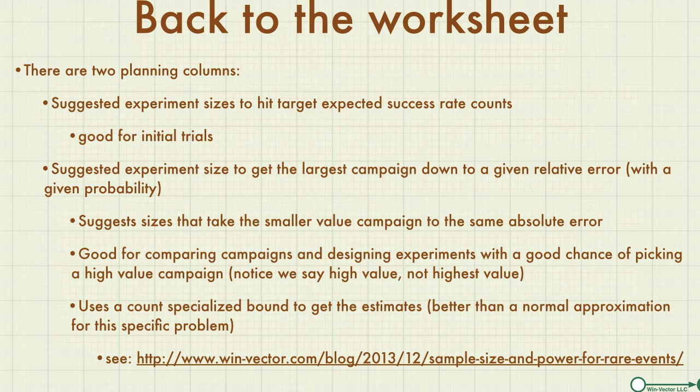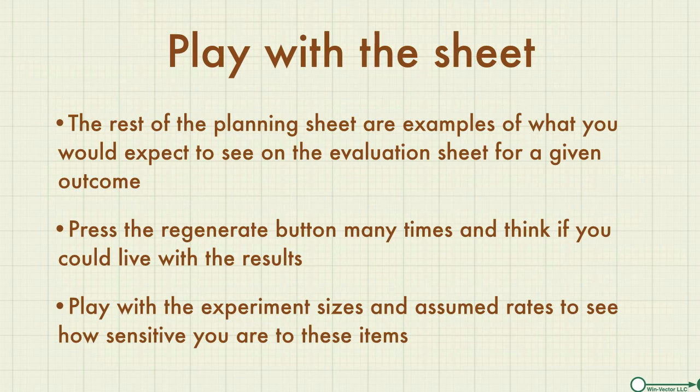Back to the planning worksheet. There are 2 primary planning columns: suggested experiment sizes to hit expected rate counts, and expected experiment sizes to get the largest campaign down to a given relative error. This is similar to how you would set up a power or significance calculation. However, we are not computing p-values or confidence intervals, but something closer to Bayesian credible intervals. We often fall back to the count-based design because the experiment designed to get the low probability of moderate error is often too expensive to achieve.